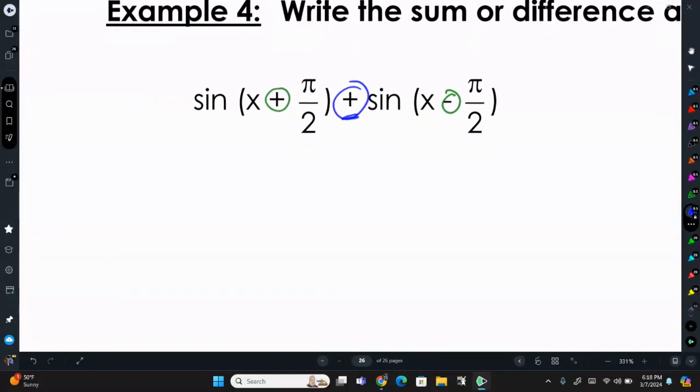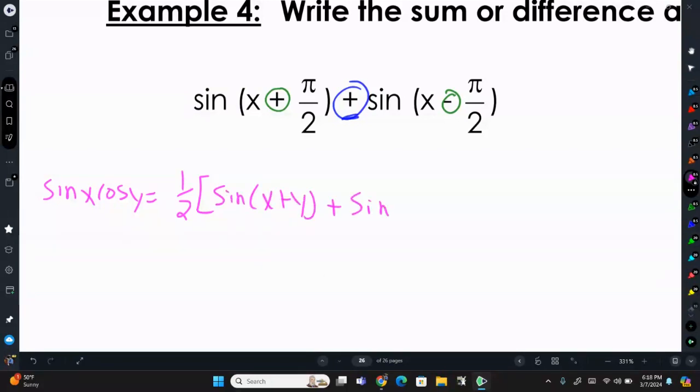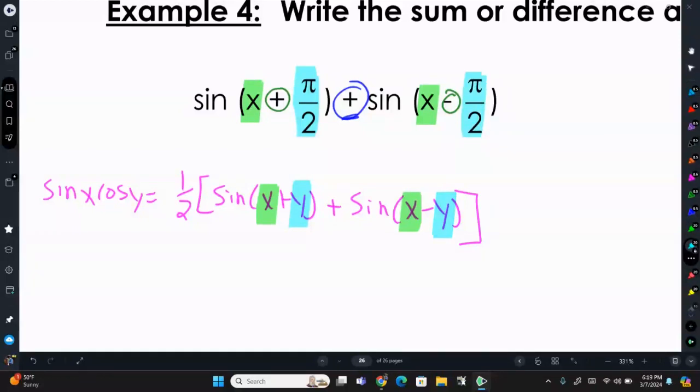So look at number 45, and I'm going to write it down here so you can see exactly how things are going to match up. So number 45 on our sheet says sine of x times cosine of y equals 1/2 sine of x plus y plus sine of x minus y. Okay. So hopefully you can see a little bit now how things are going to match up, where the first term is our x, and the second thing in our angle is our y.